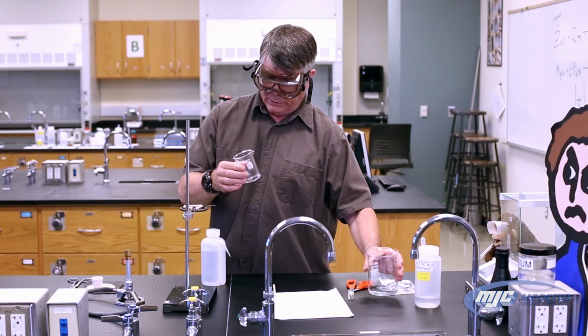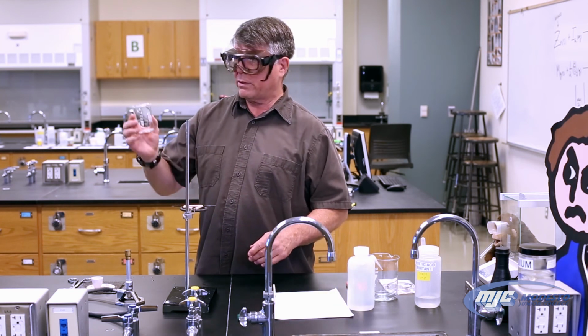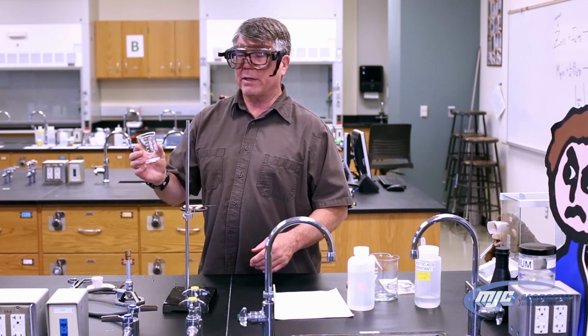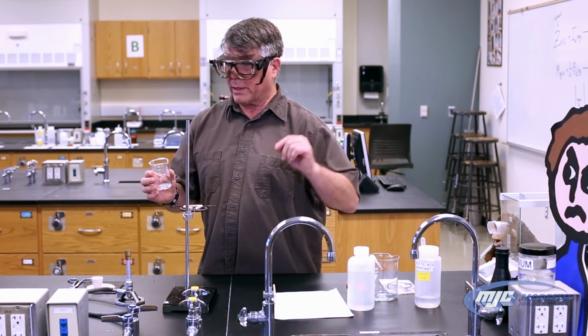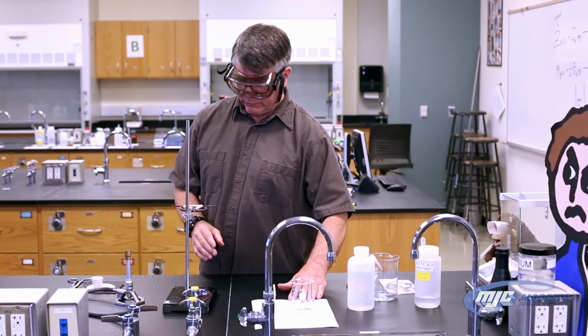And now, okay, it's still wet. There's still some water in there. We don't care. What we're going to do is we're going to set this in the oven and let it dry in the oven until next week. Come back and weigh it. Once we weigh it, that will be the mass of the beaker after dry, our A4. And that's the first part of the experiment.